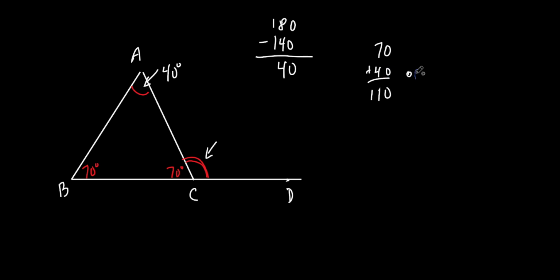Or you could do it another way. What's another way you could find this? Let's say we didn't know any of these things. That's it. You could go 180 minus 70, right? And that still gives you 110. Either way you do it, this is 110.